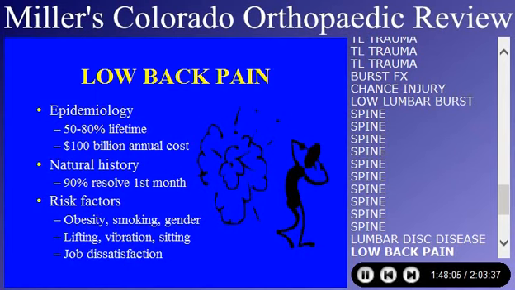You should be aware that we know a lot about the natural history of this. 90% of people with acute backache will undergo spontaneous resolution of their symptoms in the first month. And that means basically watchful waiting is the appropriate treatment. The risk factors for back pain in general include obesity, smoking, and men are at greater risk than women. Lifting on the job, a history of significant lifting, a history of vibration, particularly related to driving, or chronic prolonged sitting. And some studies show that the most common risk factor for an industrial back injury is dissatisfaction with your job.